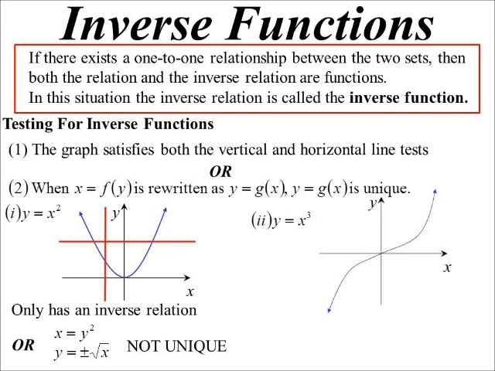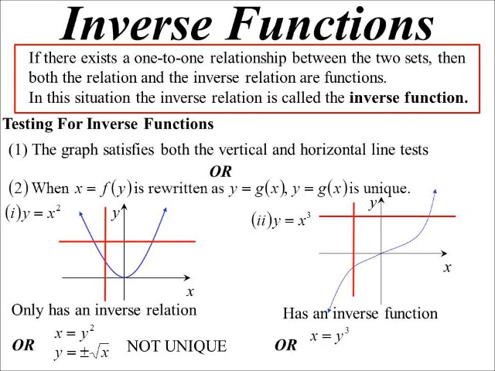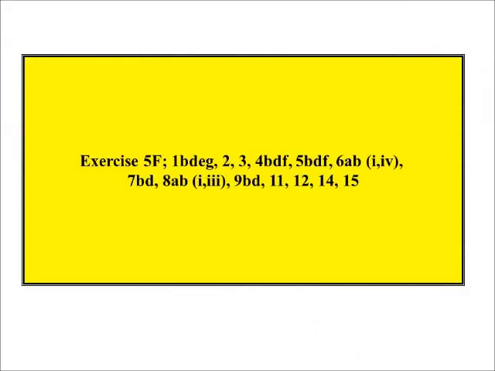As opposed to, say, our cubic over there. Vertical line test, yes, it satisfies. Horizontal line test, yes, it satisfies. So its inverse relation will be an inverse function. And as far as seeing whether it's unique or not, so x equals y cubed, swap the x and the y's around, but make y the subject, I would end up with y equals the cube root of x. And that's unique, because you only have one cube root. Unlike the square root, where we had two, you only get one cube root. So yes, that was a unique answer. That's all for today.